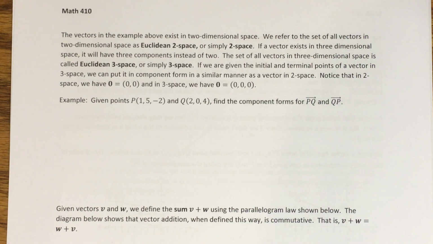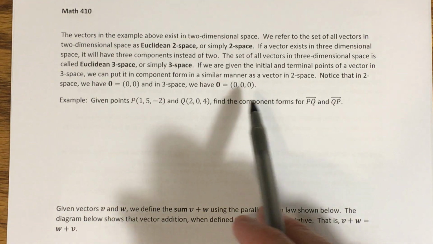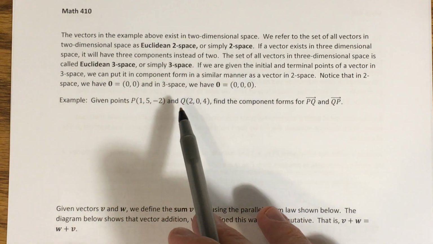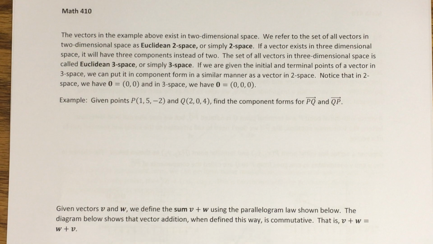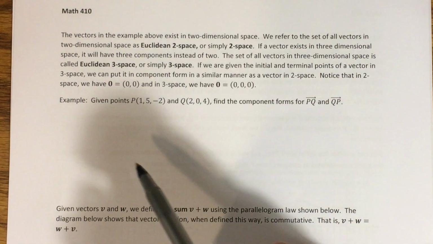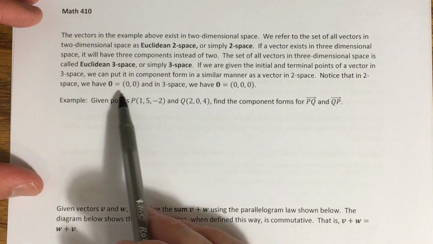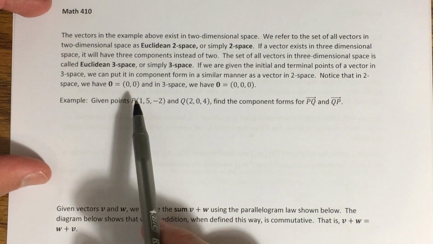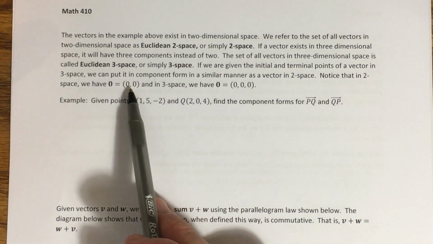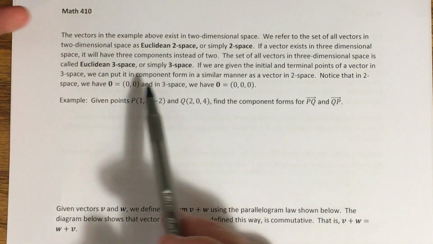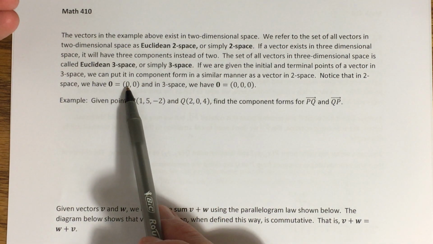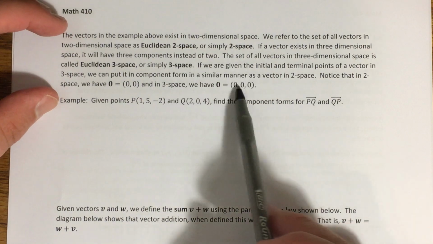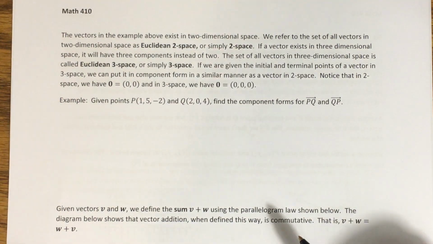Okay, and the operation of finding the components of a three-dimensional vector from the initial and terminal points works the exact same way as how we did it in two-space. So here's an example. Sorry, I did want to mention this. The 0 vector in two-space looks like, in component form, 0, 0, because as you move from your initial to your terminal point, you're actually not moving at all, since a 0 vector is just a point. So you move 0 in the x direction, 0 in the y direction. Similarly, this is the 0 vector in 3-space.